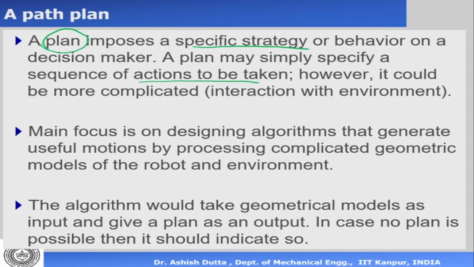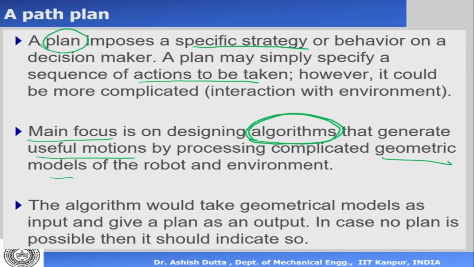The main focus is on designing algorithms that generate more useful motions by processing complicated geometric information of the robot environment. So motion planning and path planning is basically designing algorithms that generate useful motions by processing complicated geometric models. For example, what kind of geometric models? The shape of the robot, the shape of the objects, the shape of the workspace. That is the geometrical information. And the algorithm will process this information and give you a path.